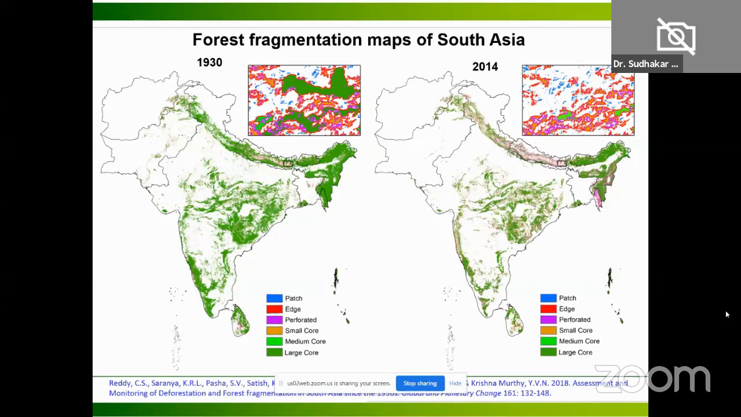And one more issue due to the habitat fragmentation is the wildlife and human conflict. So once you build your corridors by linking the remaining patches, at least we can minimize the wildlife and human conflict, and also we can minimize the damage caused by the invasive species.